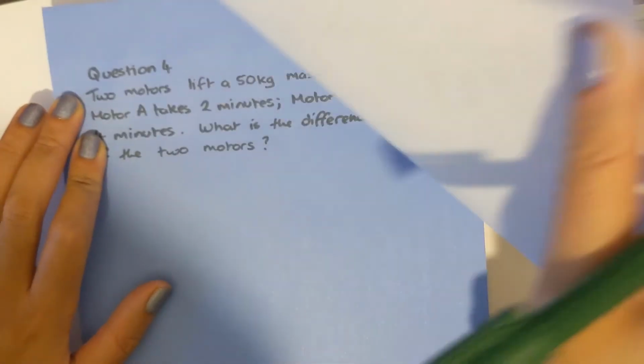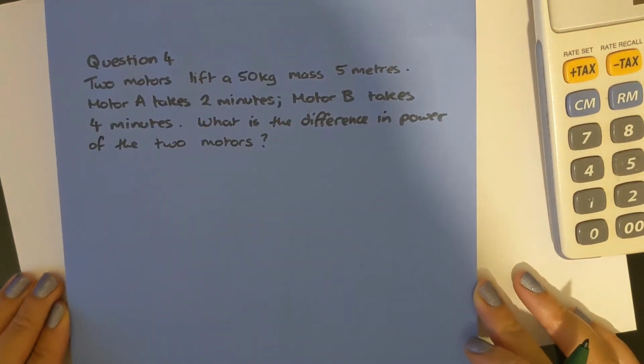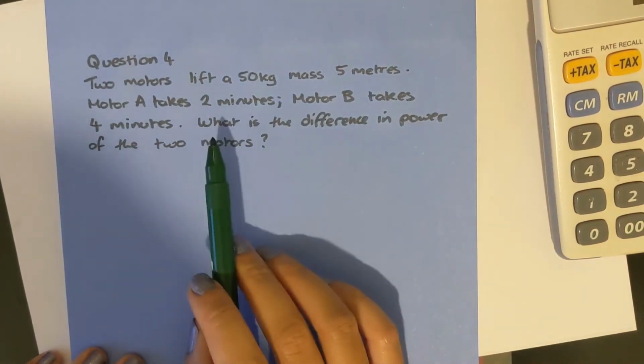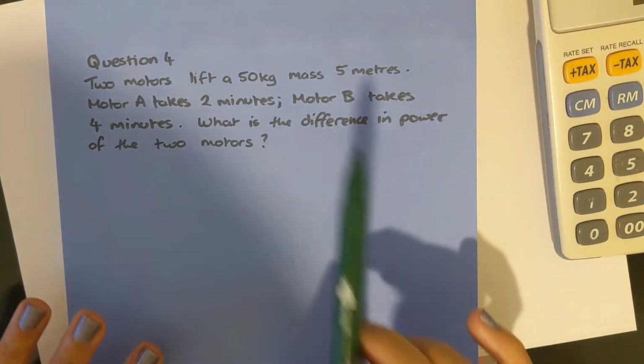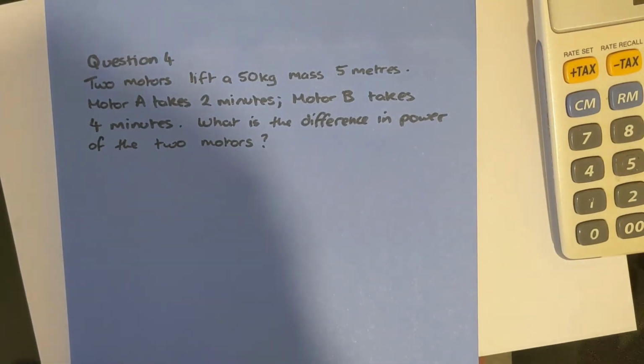All right, finally, question 4. 2 motors lift a 50 kilogram mass 5 meters. Motor A takes 2 minutes, motor B takes 4 minutes. What is the difference in power of the 2 motors?